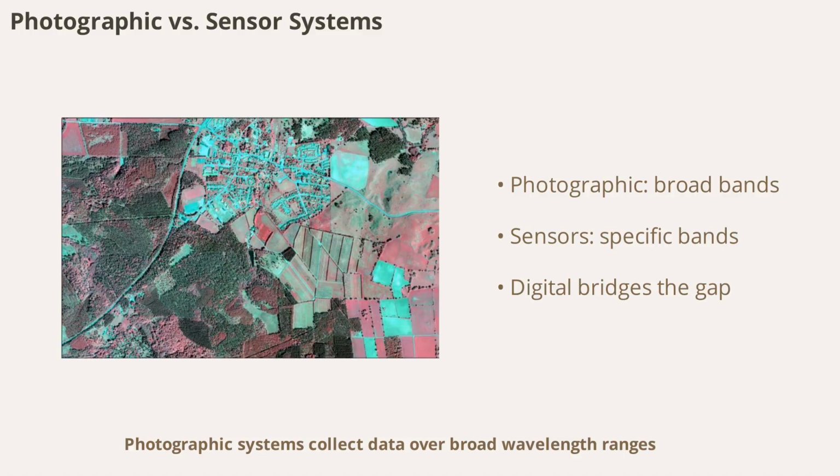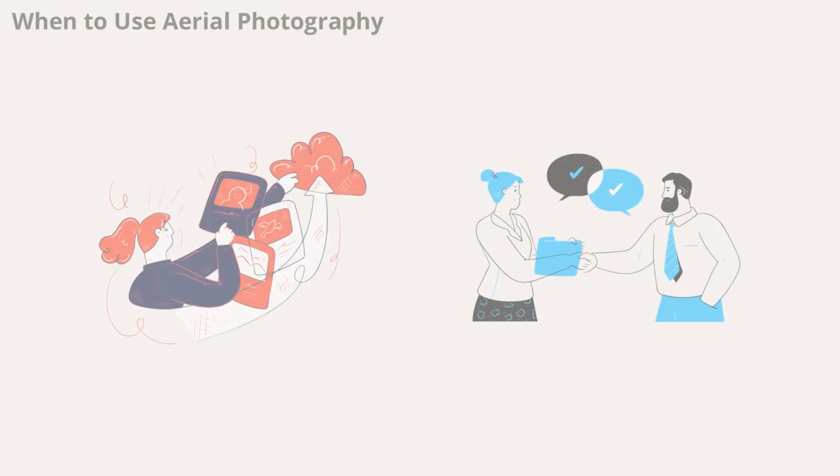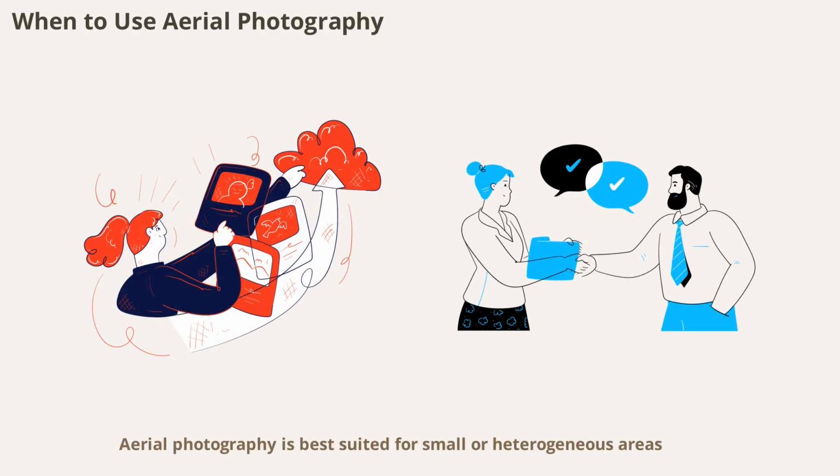Photographic systems collect data over broad wavelength ranges, producing images that average reflected energy. Sensor-based systems like satellite sensors are tuned to specific bands, allowing for more precise discrimination between objects. With digital photography, the ability to record in multiple bands has improved, bridging the gap between traditional and modern remote sensing methods. Aerial photography is best suited for small or heterogeneous areas, when objects of interest are tiny, or when stereo and 3D interpretation will enhance results.